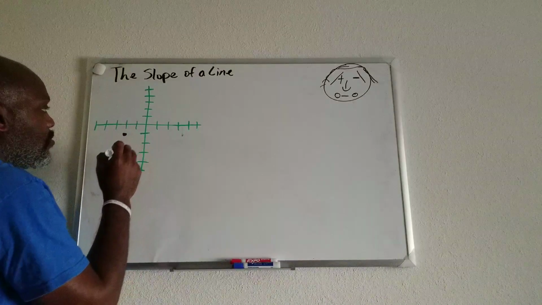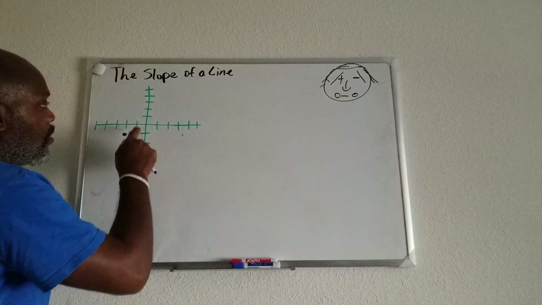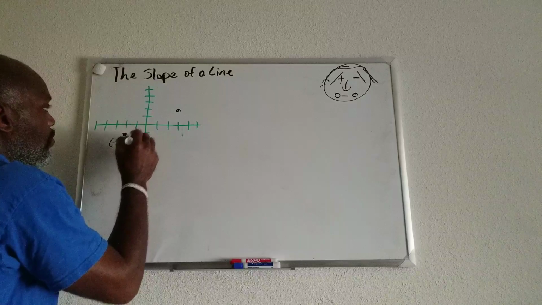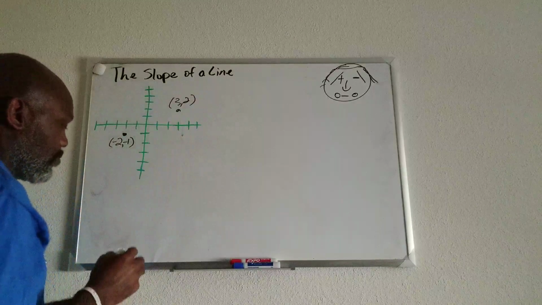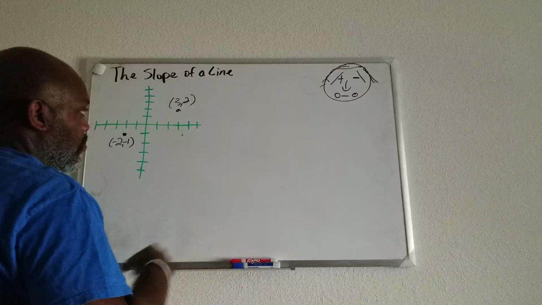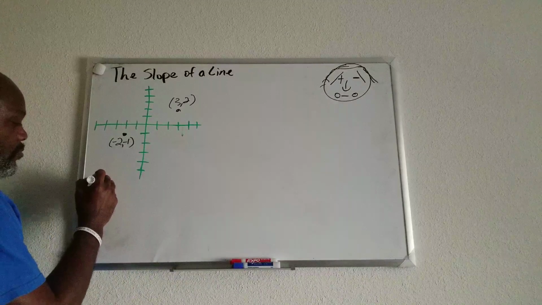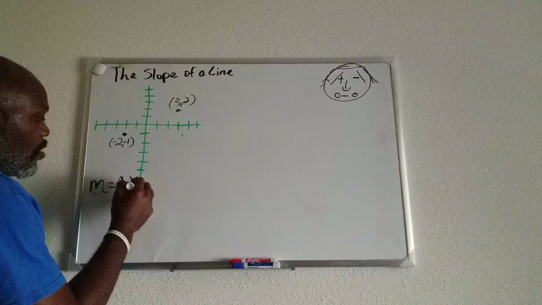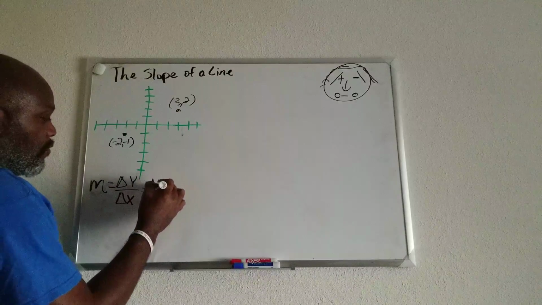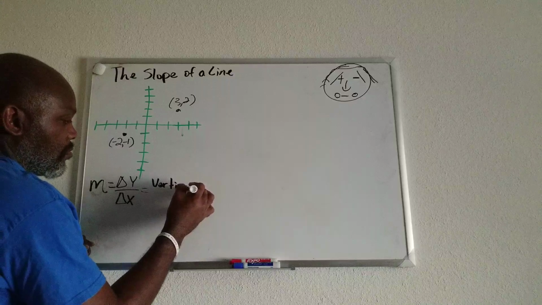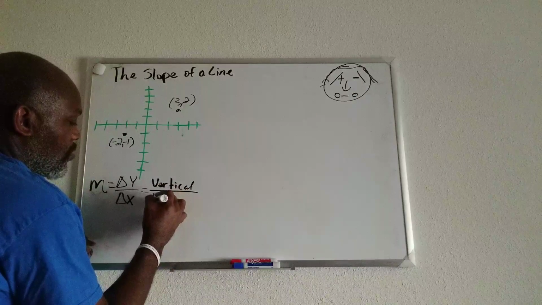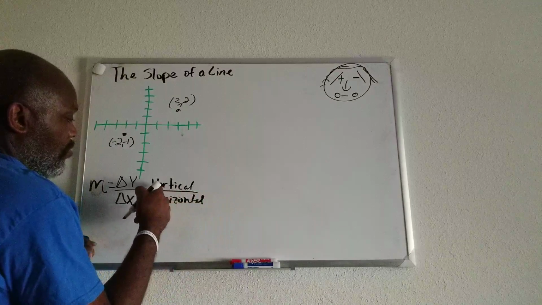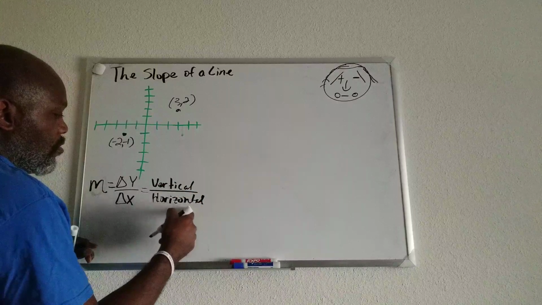So let's say we have -2, -1, and 3, 2. We want to find what they call the slope. This is the variable for slope. This is a change in y over change in x, your vertical over your horizontal. So your vertical change versus your horizontal change.